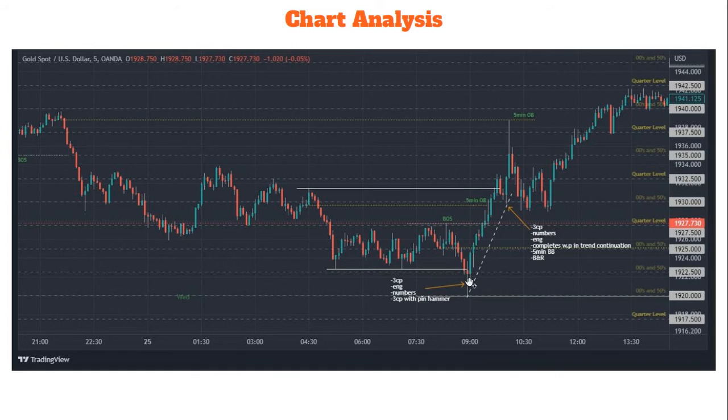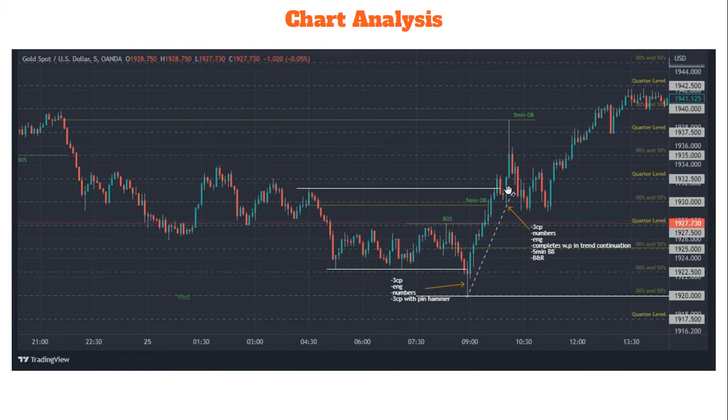Whenever there's a pin hammer after the 3CP, I take that as an additional confirmation. And here we have another 3CP, bullish engulfing candle, rejecting off of the 1930 price level, completes the W pattern. Price broke above this level to pull back and retest it. And we have price reacting off of this 5-minute order block. So I have more than six confirmations to enter this trade.